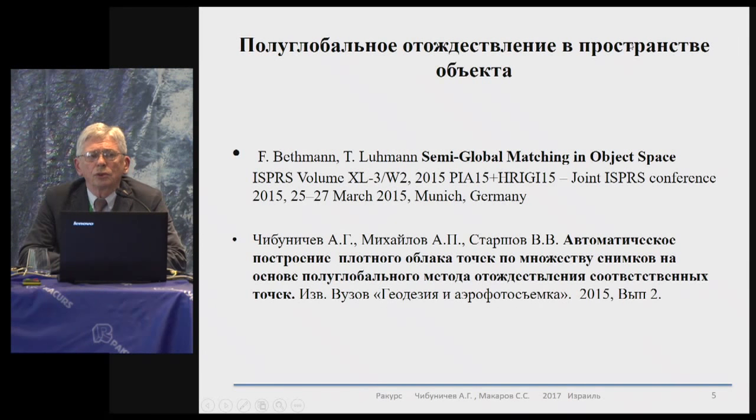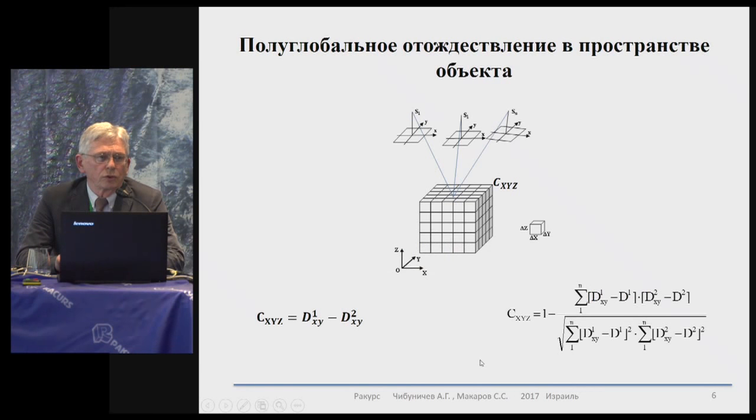That is why it was suggested 2 years ago to use a new modified method of this semi-global matching in object space. And I must say that this modification, so it happened, was done simultaneously by 2 groups of scientists in Waldenburg, Professor Luhmann, and in Migaik. It was done independently from each other. The main idea behind this method is the following.